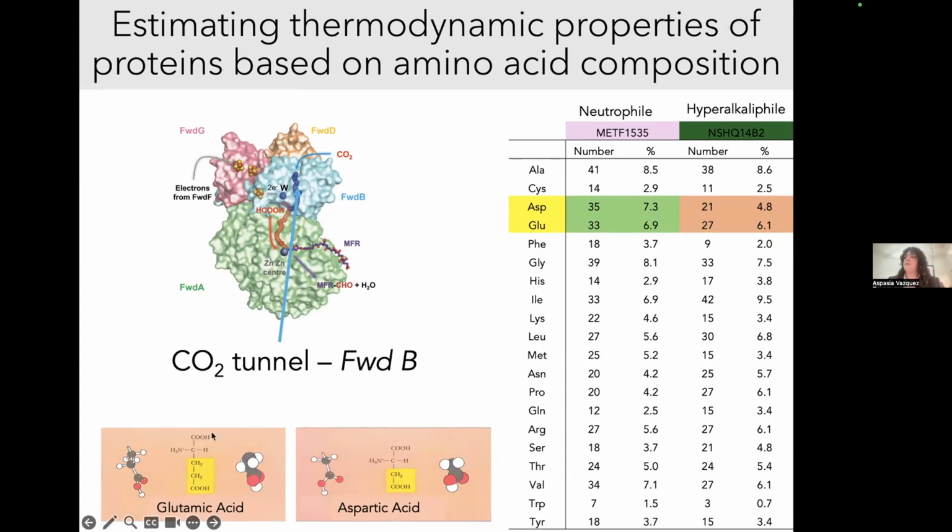I would like to highlight specifically the two amino acids that we focused on within the FWB sequences, which is aspartic acid and glutamic acid. As you can see in these two figures at the bottom of the screen, aspartic acid and glutamic acid both contain a carboxyl group, which is made up of CO2 and other things, and there are distinct differences between our neutrophil and our hyperalkaliphile. For this study, I would also like to note that we chose one hyperalkaliphile and one neutrophil methanogen.